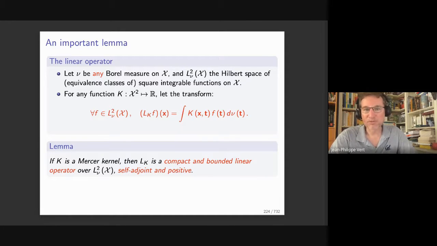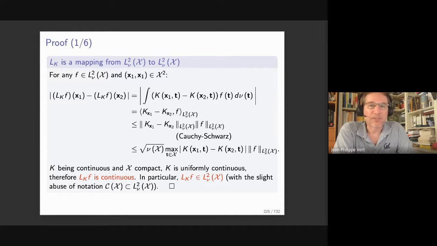Most of them, you will see, are not very complicated to prove. But basically, it shows that the fact that K is a Mercer kernel gives to Lk many properties that are similar to the symmetric and positive semi-definite matrix that we would have if the space capital H was finite dimensional. All right, so let's go through proving all these properties. And hopefully you will see there is nothing hidden. There is nothing very complicated there. It's just a bit technical.